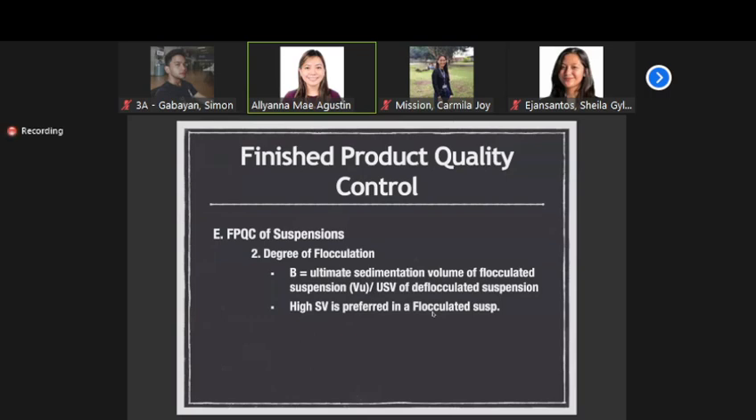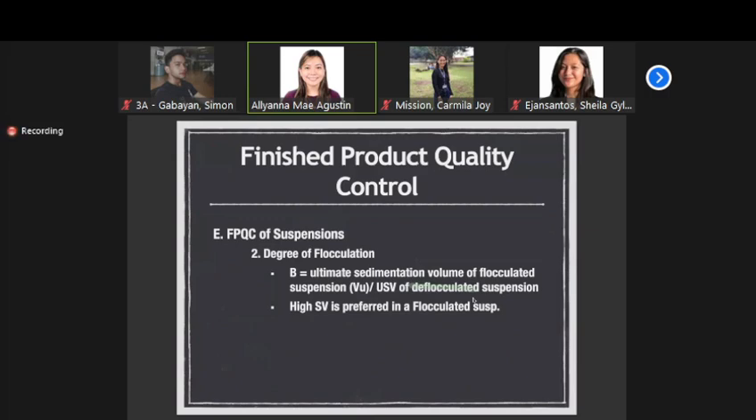So, what do we want, or what is the benefit of flocculated versus deflocculated? When we say deflocculated, there is a lesser tendency to clump together. But once it settles, class, it is difficult to return to the original suspension, no?